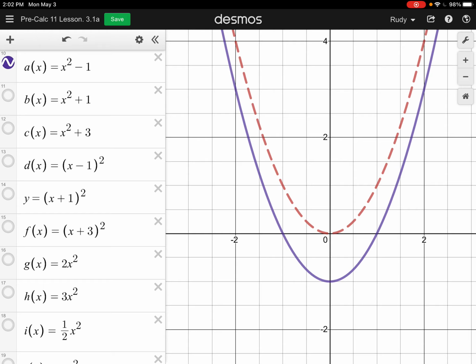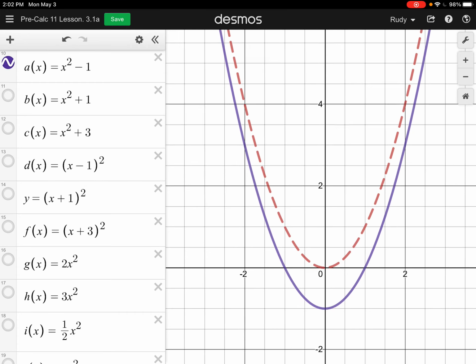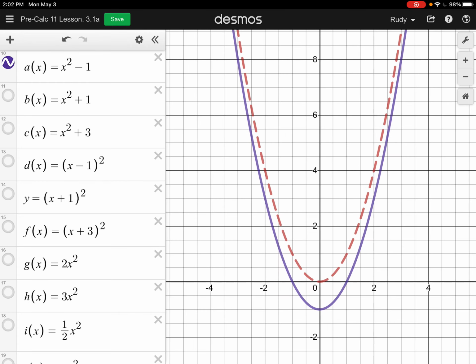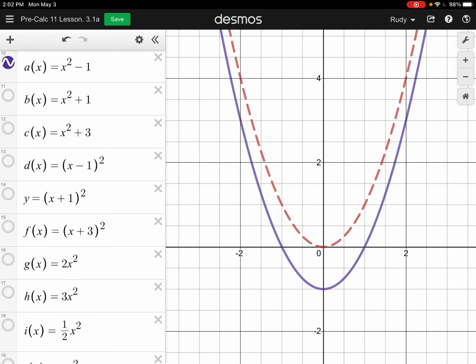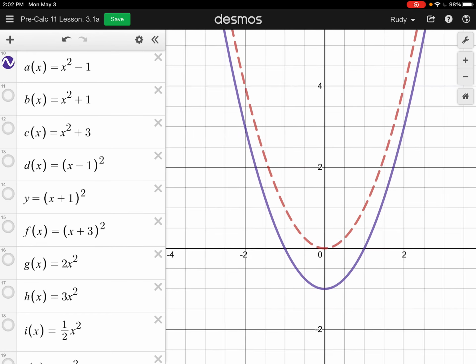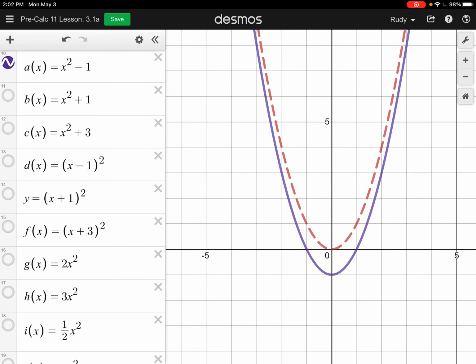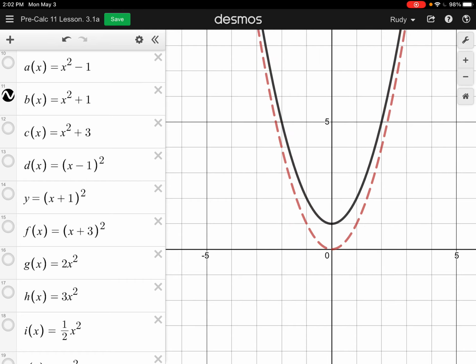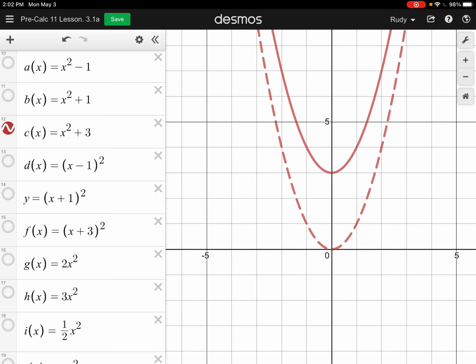Now, if you look at it and you think, oh, the graph in purple looks wider, that's an optical illusion because you're just seeing more of it because it's moved down. But they are the exact same shape, just one has been moved. Let me adjust my zoom settings here. There we go. They're the exact same shape. They're congruent. Just the graph in purple, x squared minus 1, is 1 unit down. We say it's been translated 1 unit down. But that's the difference it makes. And if I add 1 to it, it's the exact same shape, but translated 1 unit up. And if I add 3 to it, it's the exact same shape, but translated 3 units up.